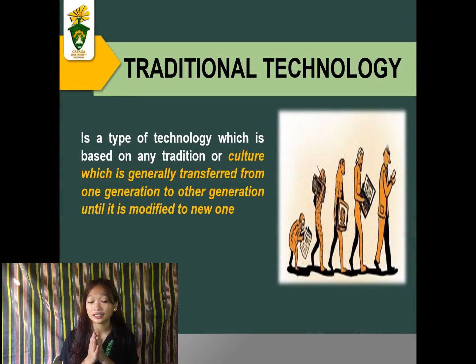So, traditional technology is a type of technology which is based on any tradition or culture which is generally transferred from one generation to another generation until it is modified to a new one. So, let's take for example the computer. It is being modified or modernized or developed for us to easily access this for any means.